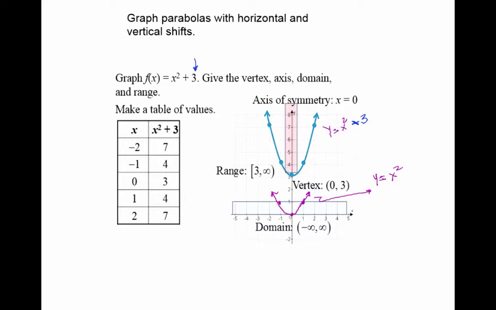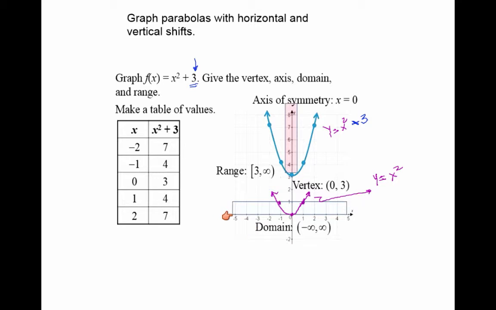So every time I add a number, I'm shifting that parabola that many units up. If this were minus, you can guess that would shift the whole thing down that many units. So that would be a good method to remember how the parabola shifts up or down. So instead of finding all these numbers and finding that the vertex is at (0, 3), you could say, all right, I have a parabola that vertex is at the origin. If I shift it up 3 units, now the vertex would be (0, 3).